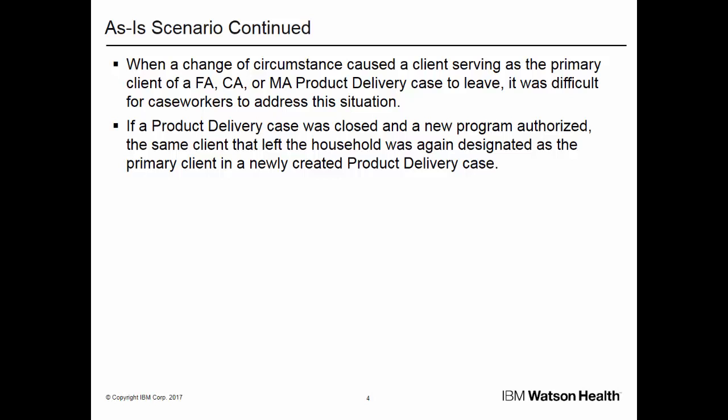To fix this, caseworkers had the following options. They could close the existing product delivery case and create a new application, or they could update the product delivery case nominee to be the correct household member. However, in this second situation, although payments were directed to the correct individual, the client that left the household was still the primary client and responsible for financial payments and any over or underpayments.